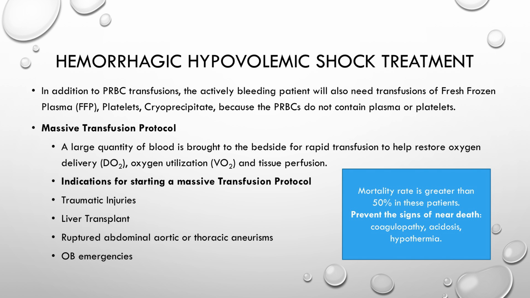In addition to the blood transfusions, you also want to give transfusions of fresh frozen plasma, platelets, and cryoprecipitate, because red blood cells do not contain plasma or platelets. Remember, we want that patient to resolve the hemoglobin and resolve the coagulation profiles. Sometimes the hemorrhagic shock is serious enough to start the massive transfusion protocol. This is a large quantity of blood that is brought to the bedside for rapid infusion to help restore oxygen delivery, oxygen utilization, and tissue perfusion. Indications for starting a massive transfusion protocol are traumatic injuries, liver transplant, ruptured abdominal aortic or thoracic aneurysms, or OB emergencies.